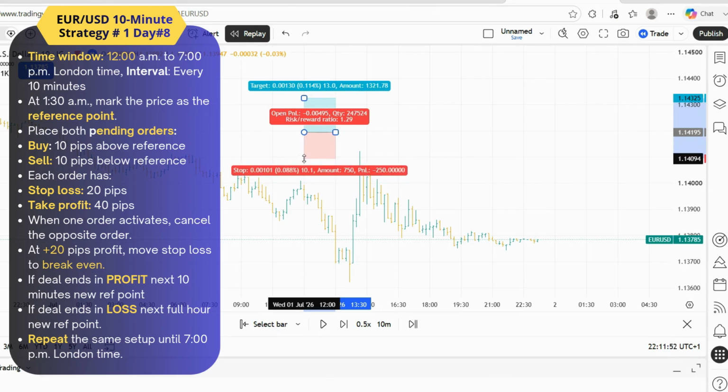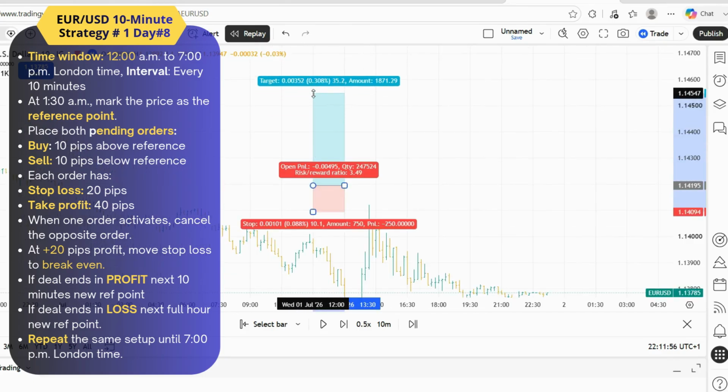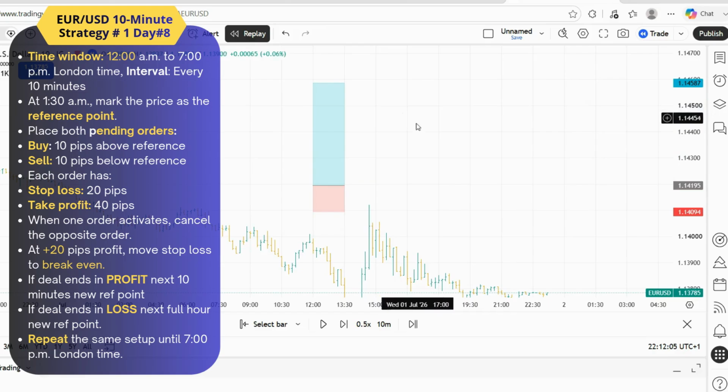Today's session produces 2 profitable trades. The first trade reaches the full 40 pip take profit target, while the second trade adds another 20 pips before the session closes. That gives us a total result of 60 pips profit. Let's take a closer look at exactly how the session developed.